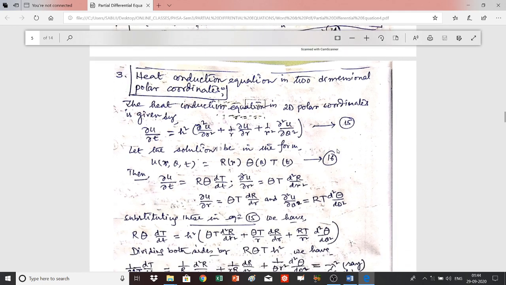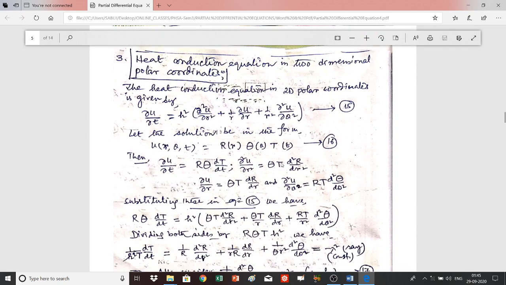Now to solve this, the conventional method that you will employ is the method of separation of variables, and according to that method you can write u(r, theta, t) is equal to R, function of r, times theta, function of theta, times T, function of t, in this way.